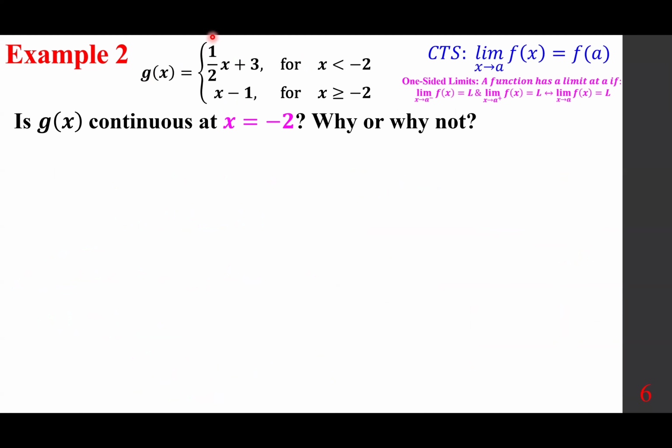Example 2, g of x is 1/2 x plus 3 for x less than -2 and x minus 1 for x larger than or equal to -2. This is the piecewise defined function. Again, definition of continuity on one-sided. Is g of x continuous at x equals -2, why or why not? Again, as I mentioned, this is a piecewise defined function.